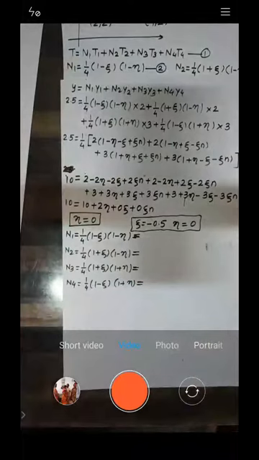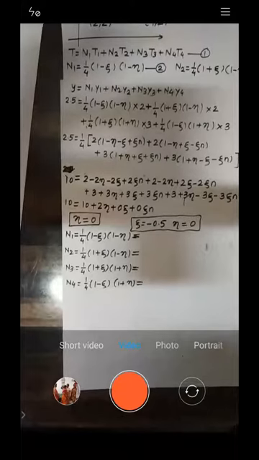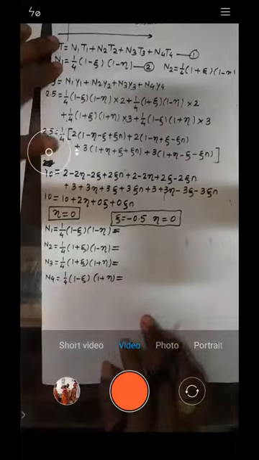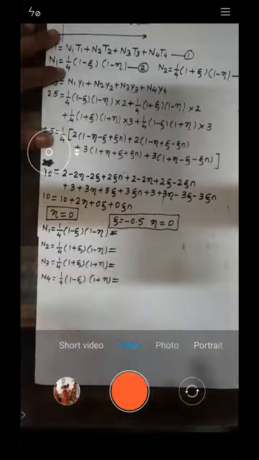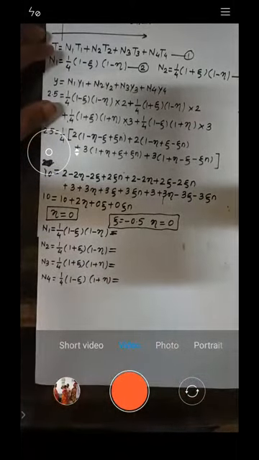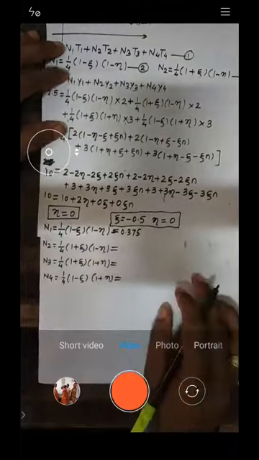Tell me this value. Can you tell me the value? N1, how much you are getting? N1 3 by 8. You tell me a fraction. 0.375. Calculate N2.